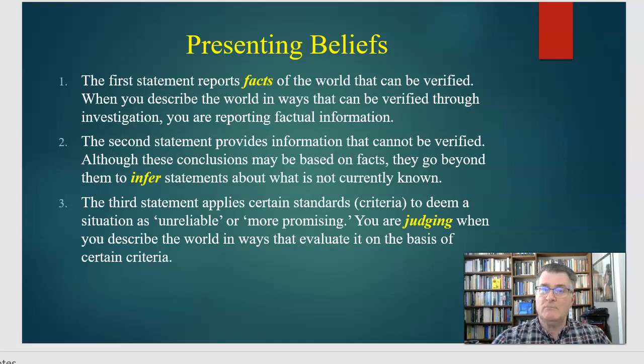Okay, so we look at those three. They're quite different. It's not the same as the bus issue. But the first statement is factual. It represents facts about the world that can be verified. So when we're describing the world in that way, that it is something that we can verify, we are using factual information. So the first statement is factual. The second one, it provides information that could be verifiable. We're not sure. But it cannot be verified in any consistent way.